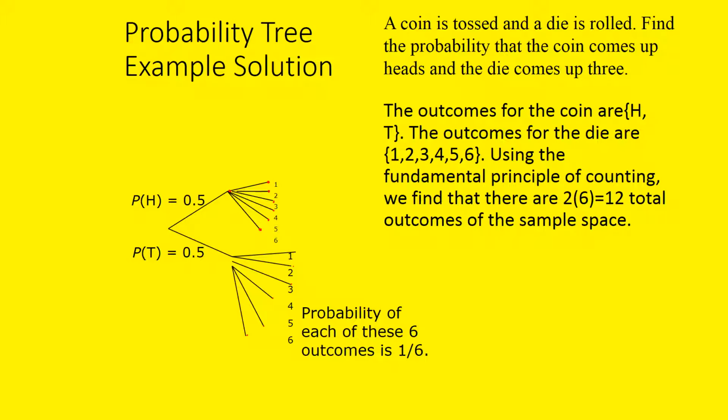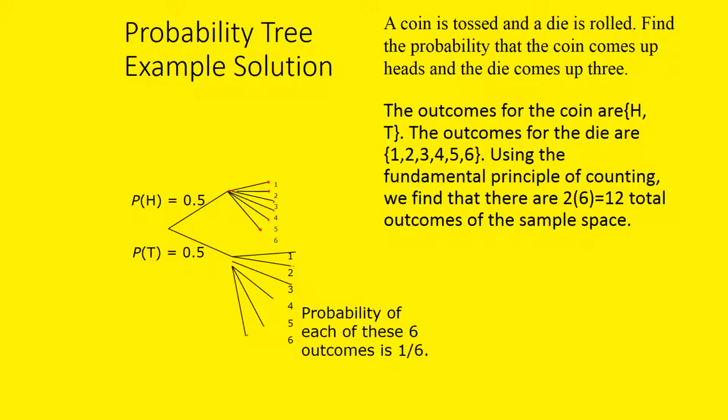The outcomes for the coin, the sample space for the coin tossing experiment, are H, T, because you're only flipping it one time. And then 1, 2, 3, 4, 5, 6 for the die. Using the fundamental principle of counting, okay, multiplication. Well, I guess we just have to call it the fundamental principle of counting. I call it the cafeteria problem.